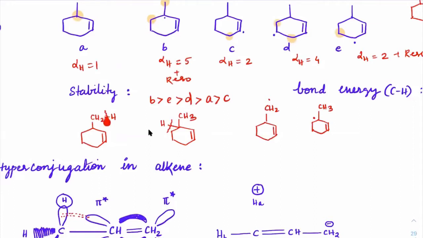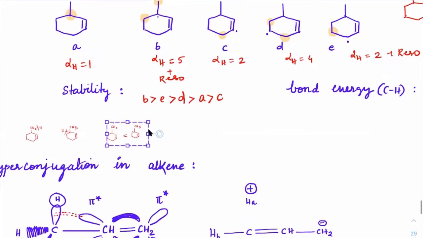Now, I don't know how much energy is required here, but I know the stability of these two. Since I know that the second one is more stable than the first one, I can always say that since this is coming to be more stable, this bond could be easily broken as compared to the other bond.